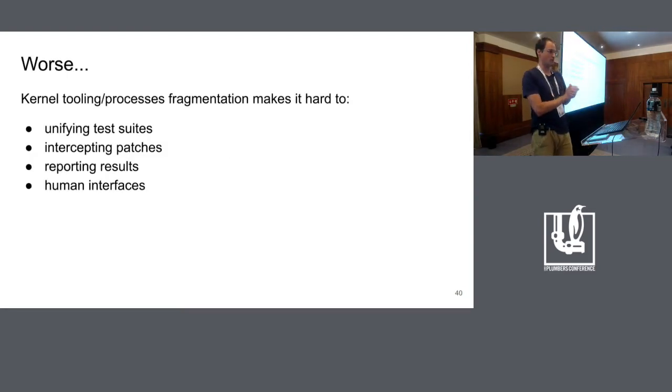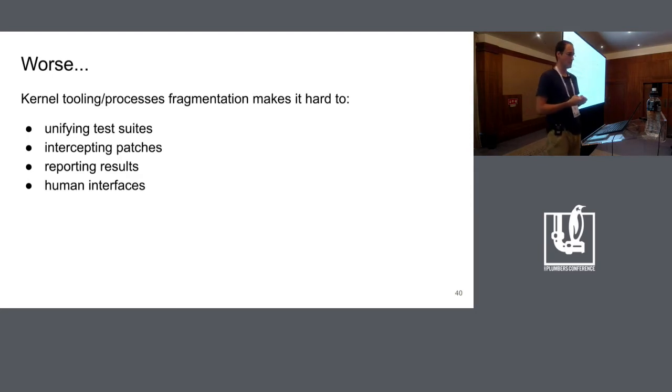But it's actually even worse, because besides this duplication, the fragmentation of the kernel tooling and the processes makes it even harder to implement testing, because all the test suites are completely different. And then if you want to do pre-commit testing, you need to intercept patches, which is extremely hard to do. Reporting results is even harder in the kernel, and we have lots of human interfaces, which makes it very hard to automate anything, right?